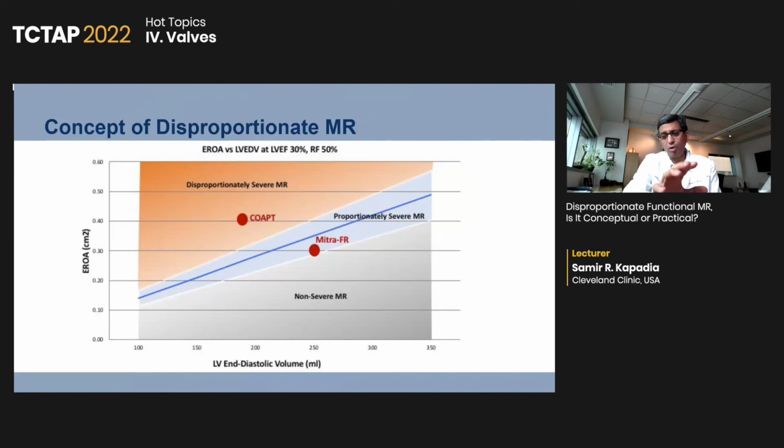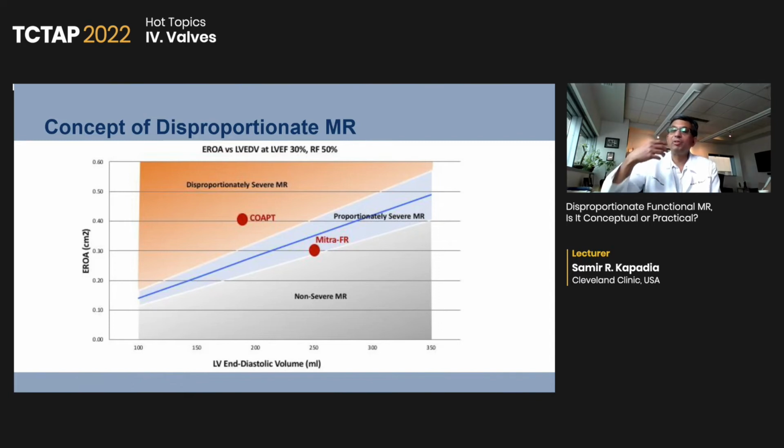Now, what was the idea? Paul Grayburn wrote this nice editorial to say what a discordant or disproportionate mitral regurgitation is, and what a proportionate mitral regurgitation is. Simple concept. If the LV end-diastolic volume is large and your EROA is small, meaning that you have a dilated ventricle but your mitral valve is not leaking as much, then it is a proportionate MR. And if you have a lot of mitral regurgitation compared to your LV dysfunction, then you have disproportionate mitral regurgitation.